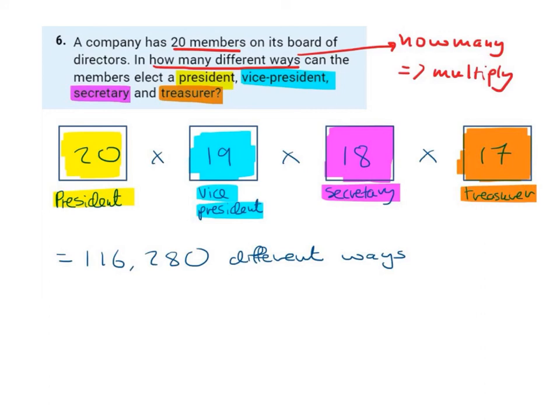And you could have just put into your calculator 20P4. So you've got 20 members to begin with, and you're trying to arrange them in 4 different ways. So president, vice president, secretary, treasurer, there's 4 positions for the people. So you have 20 people, you're trying to arrange them in 4 ways. So again, that gives you 116,280.